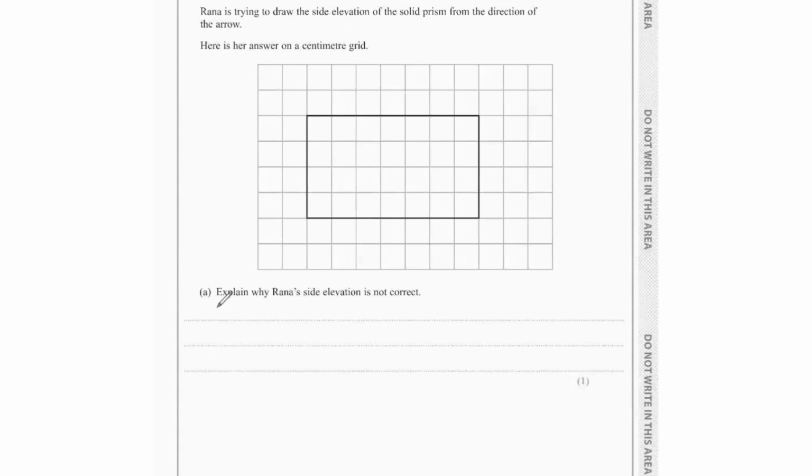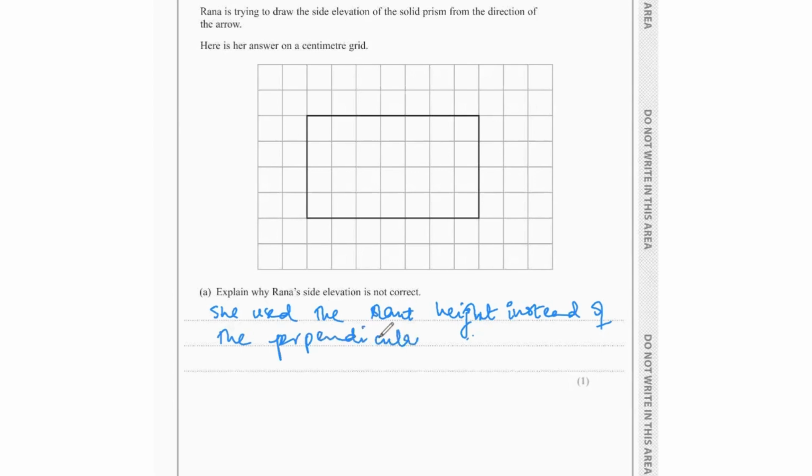So she used the slant height instead of the perpendicular height.